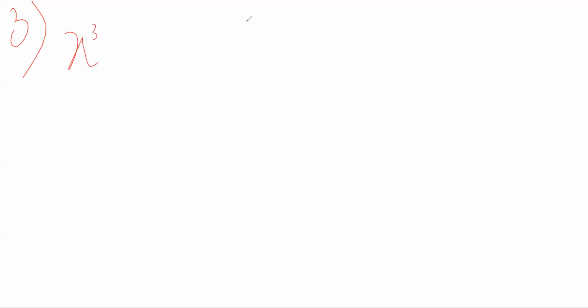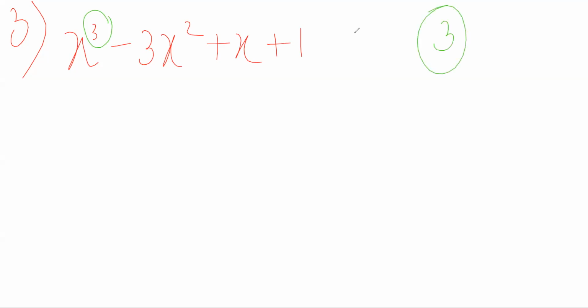x cube minus 3x square plus x plus 1. Okay. So you can now find by yourself how many zeros this polynomial will contain. It is 3, because the degree of this polynomial is 3. Now, the zeros of this polynomial are in the form a minus b, a, a plus b.